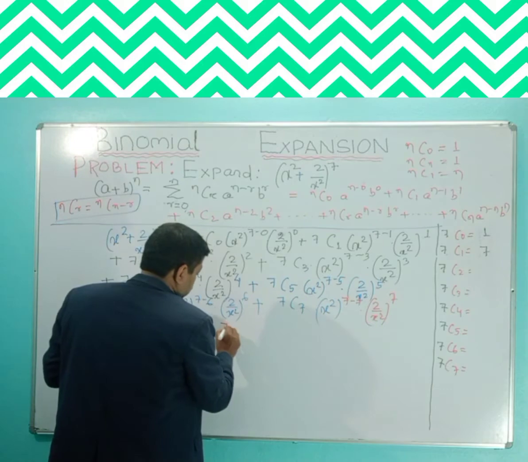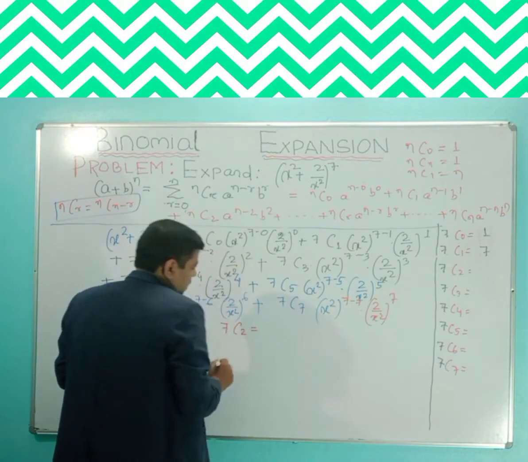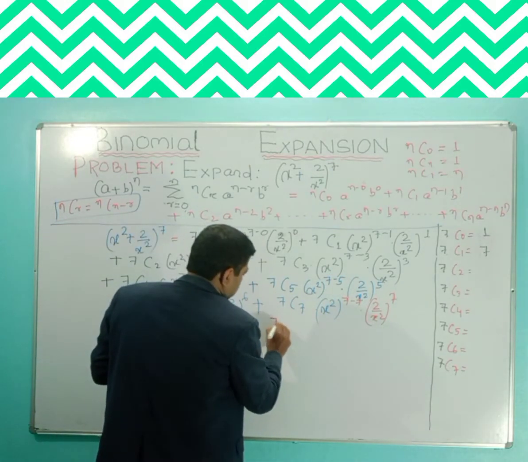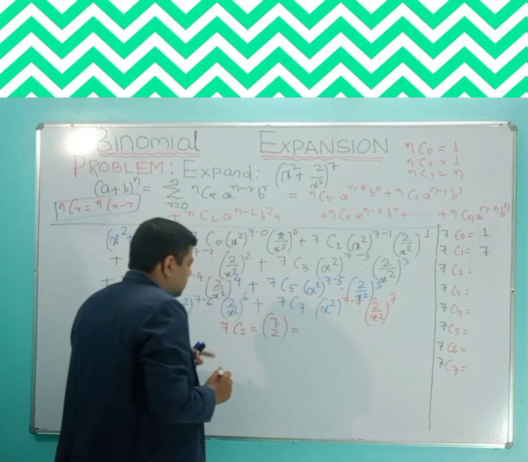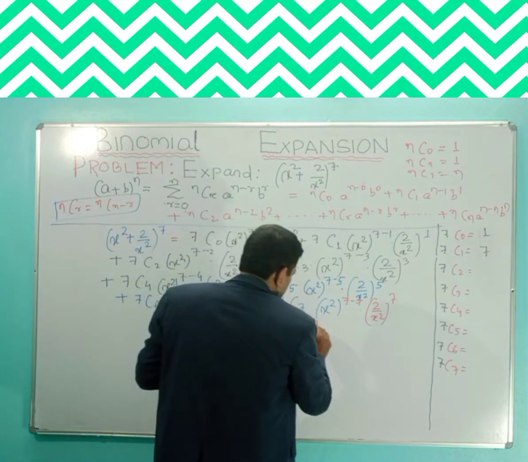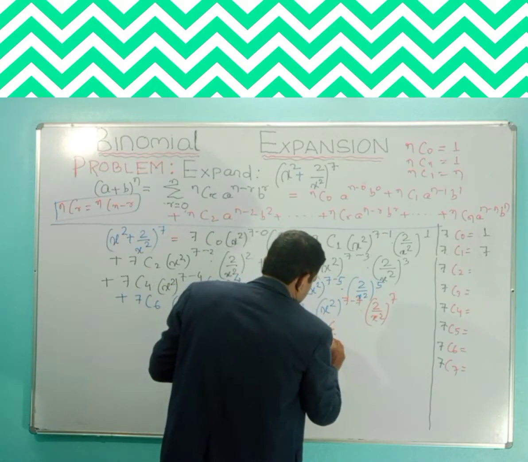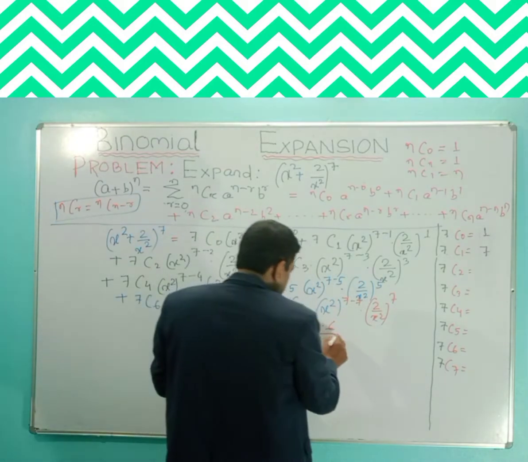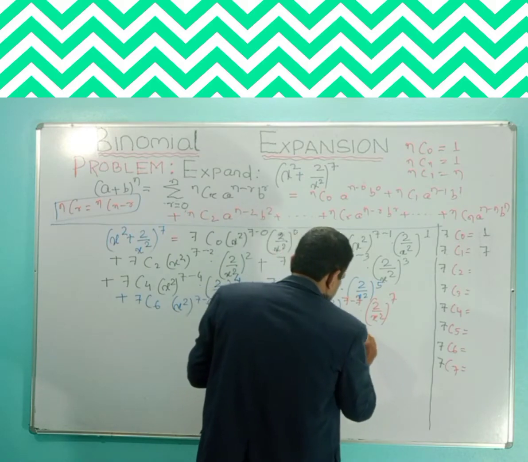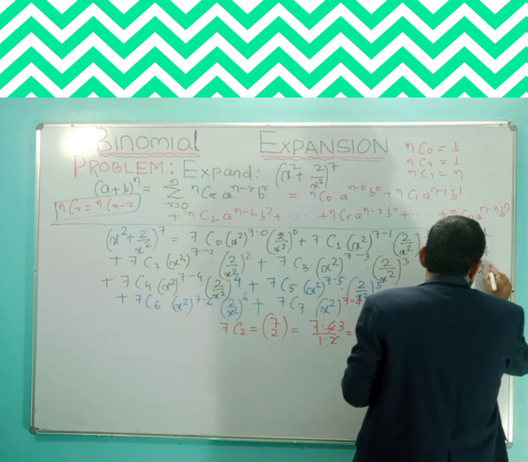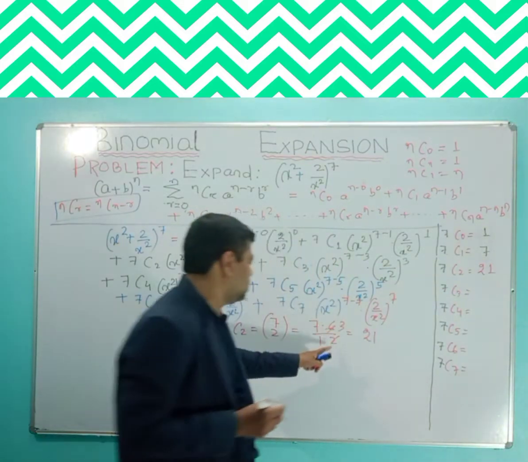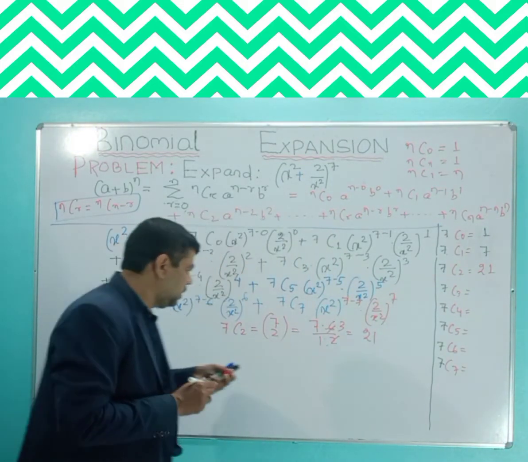7C2 we can write in another way: 7 into 6 divided by 1 into 2. I will cancel: 2 threes are 6, and 7 threes are 21. So here the 7C2 value is 21. Yes or no? Look here, 7 into 6, 2 threes are 6, 7 threes are 21, right?